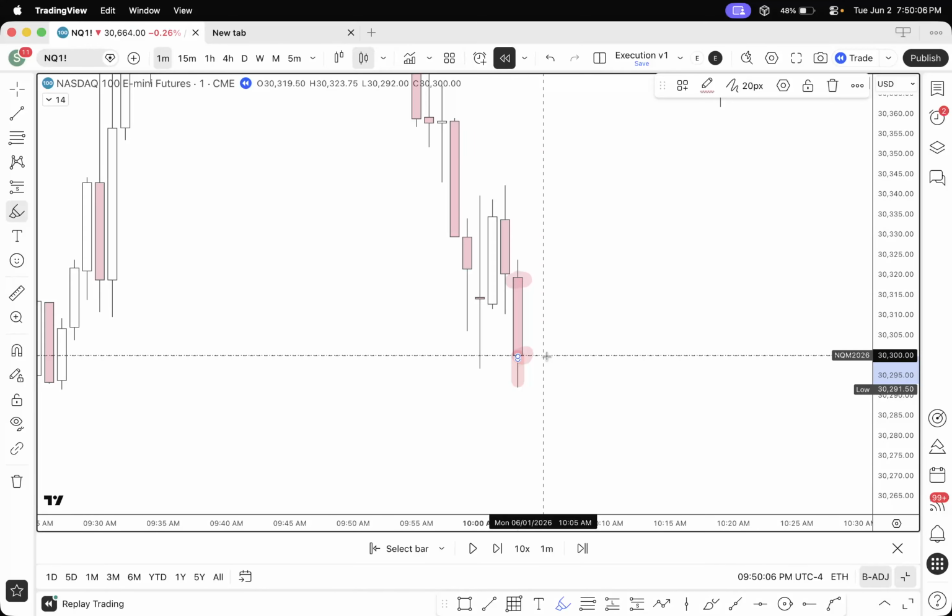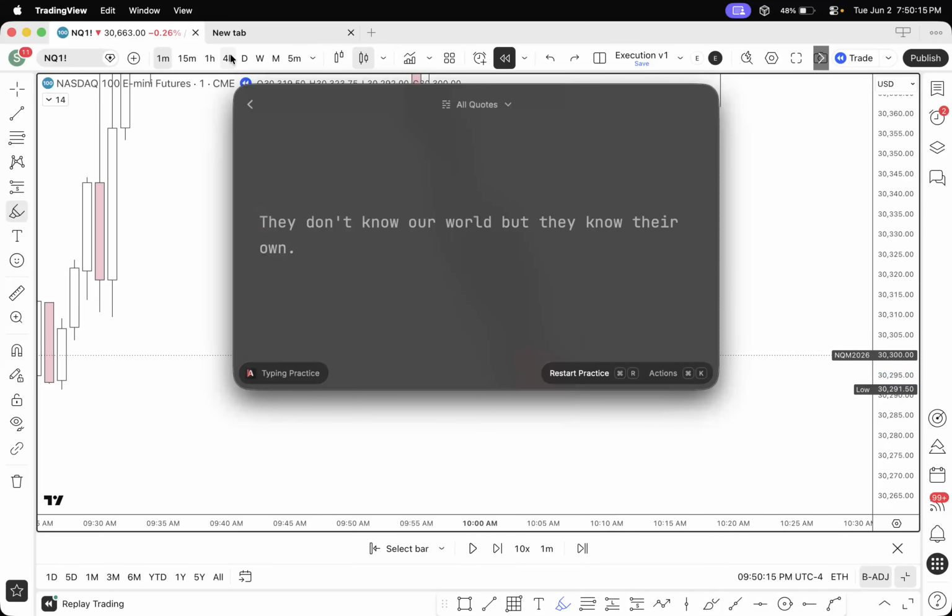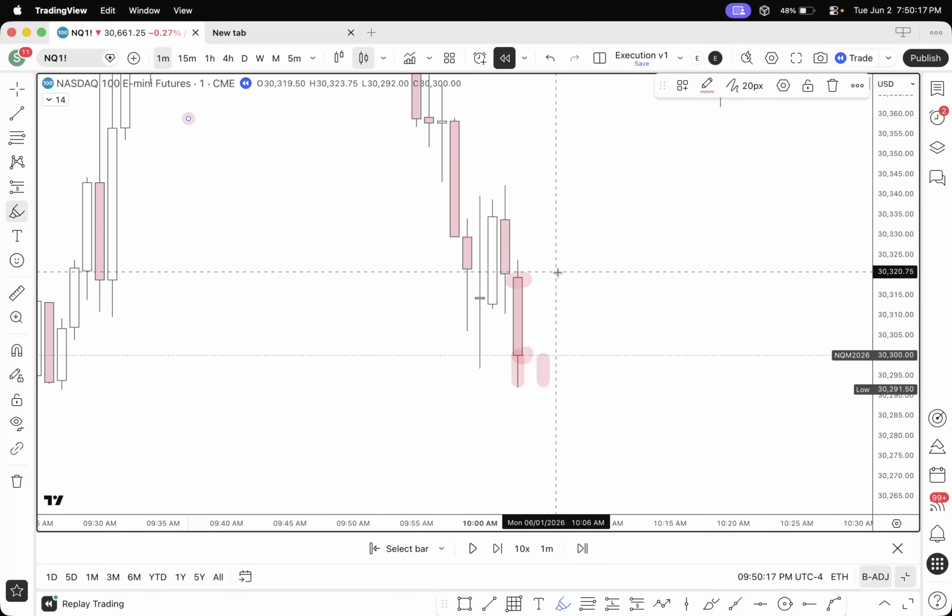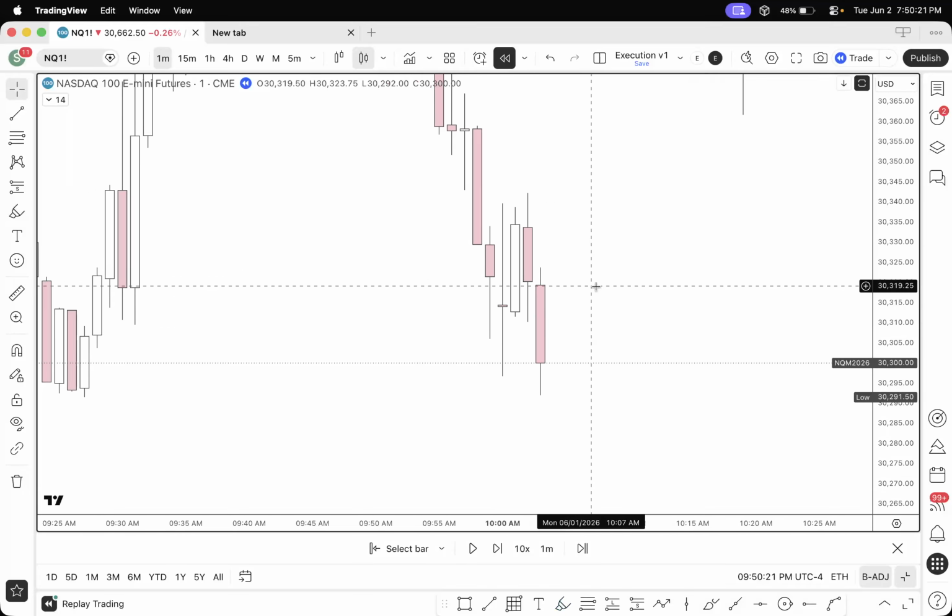So price basically did something like this. It went down and then it came back up like this, right? If that makes any sense at all. It went down and came back up. It's not the best drawing, but that's basically what I did, right?